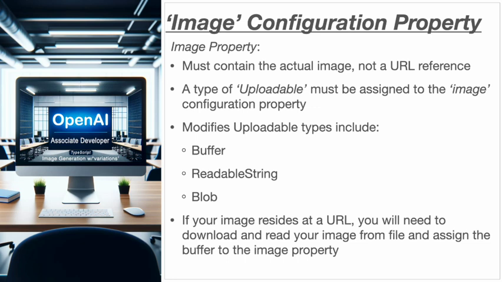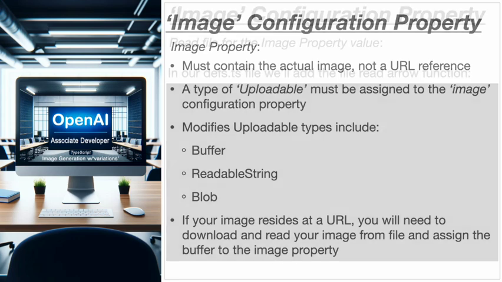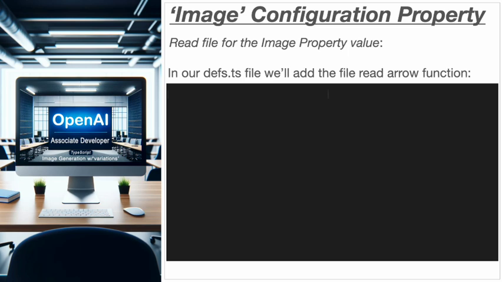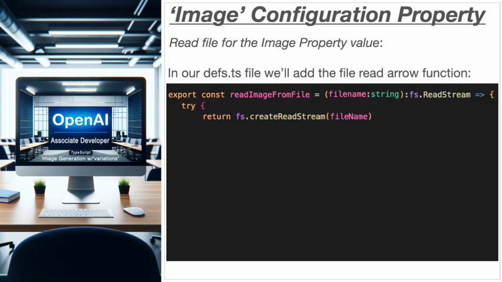Instead, the image must be read from a file, and the image's content must be provided as a buffer, readable stream, or blob, all of which are of type uploadable. To read our image from a file and get the uploadable object, we'll write a very simple arrow function in our defs file and name it readImageFromFile. The function takes the file name as an argument and simply wraps the fs.createReadStream method and returns a readable stream. Remember, an fs readable stream is of type uploadable, and we will use this function to read in our image and pass it to the image configuration property.